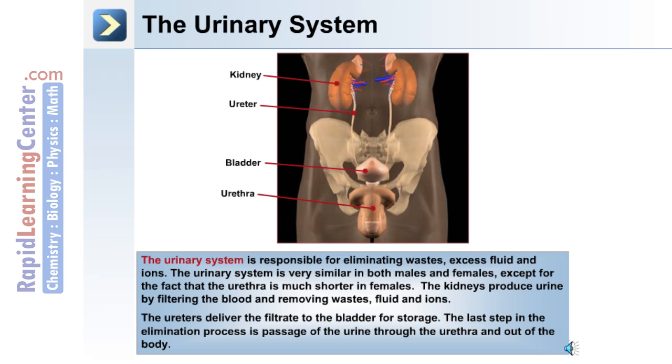The urinary system is very similar in both males and females. The major difference is the urethra is much shorter in females. The kidneys produce urine by filtering blood constantly. The ureters deliver the filtrate to the bladder for storage. The last step in the elimination process is passage of the urine through the urethra.